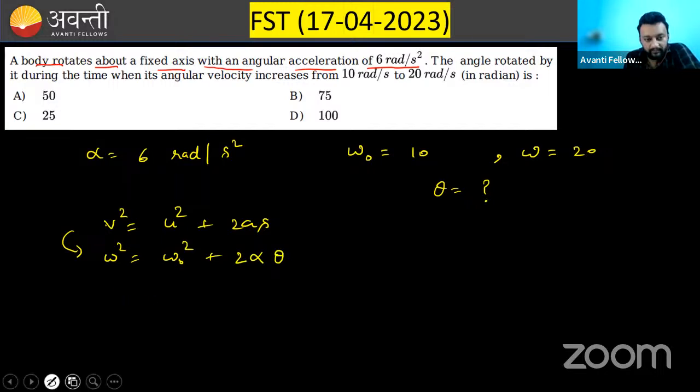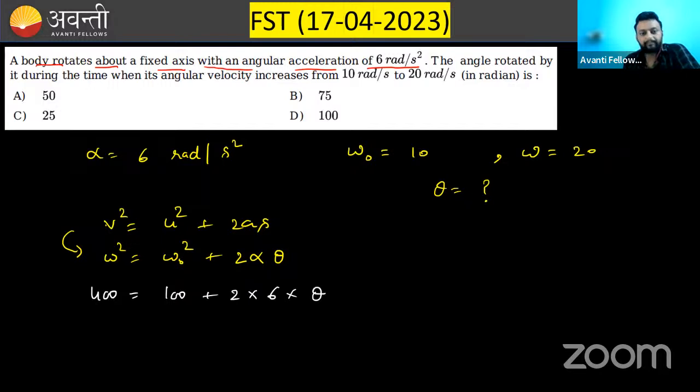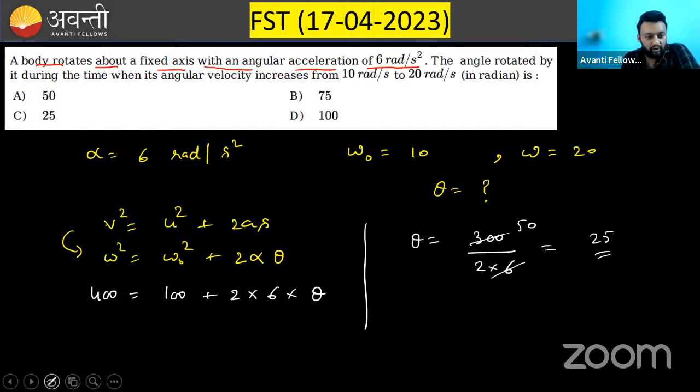Omega square is 400. So 400 is equal to omega naught square, which is 100, plus 2 into alpha, which is 6, into theta. So theta will be 400 minus 100, that is 300, divided by 2 into 6. That becomes 50 by 2, that is 25, which is option number C.